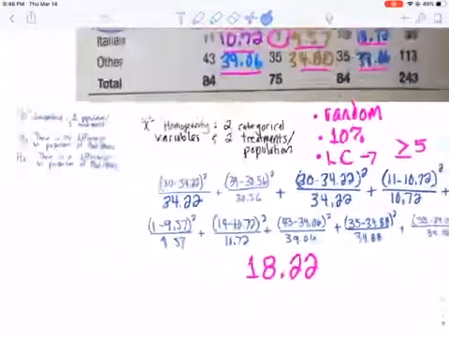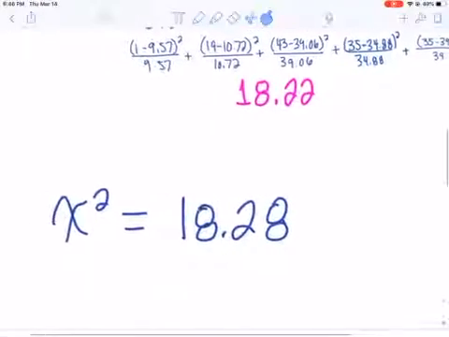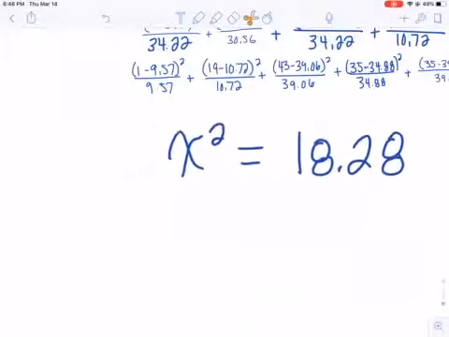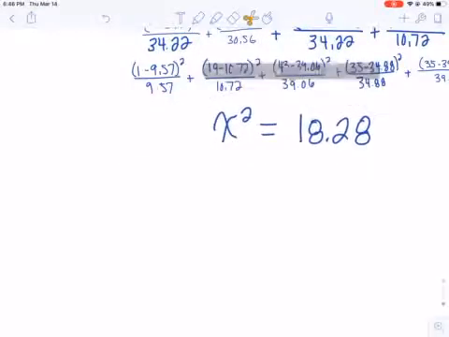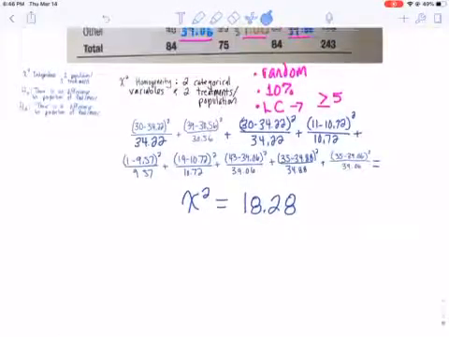So now what do we do with this? Now we need degrees of freedom. That's the big thing. Oh, well, it's 18.28. I did save it here. I was close, off by some hundredths. Alright, so we got our chi-square statistic. What do we do with this now? Now we know how to use our table and degrees of freedom. We have to figure out degrees of freedom.